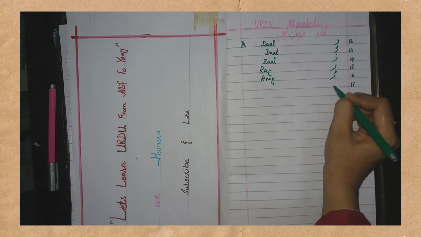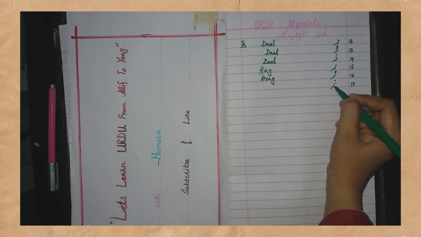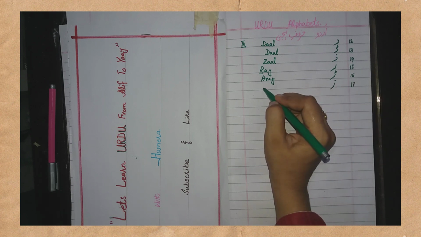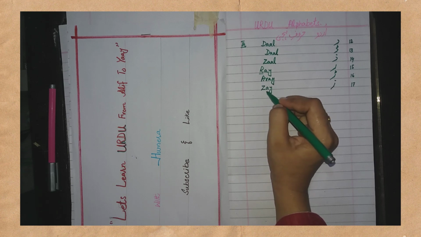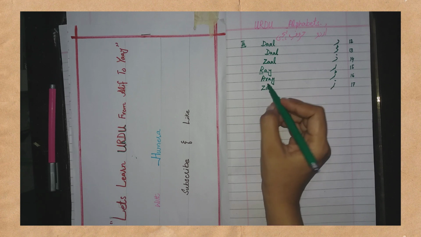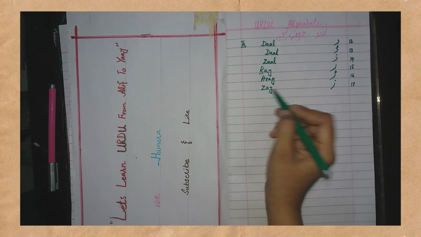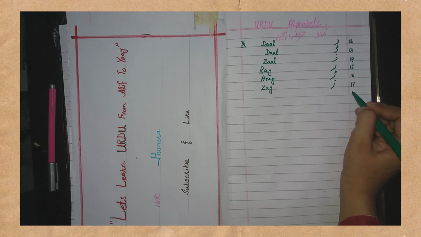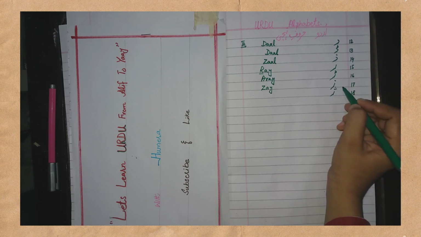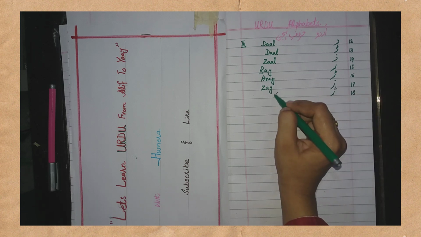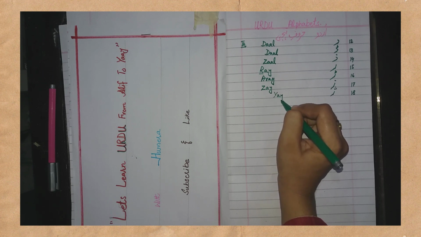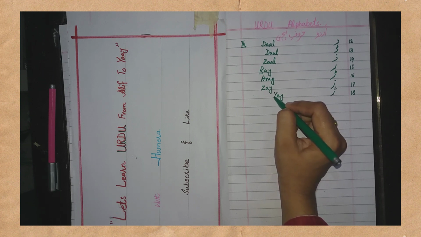Okay, next is Z. Z has the same shape, but it has one dot on it, and its pronunciation is Z, and as you are watching, its sound is like the alphabet Z. Next is J. J has the same shape, but it has three dots on it, and its sound is like the alphabet Y, and it is called J.